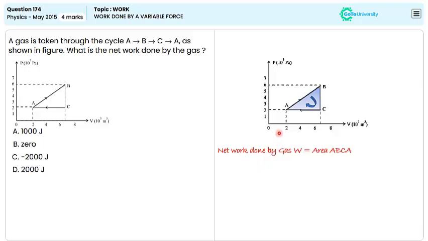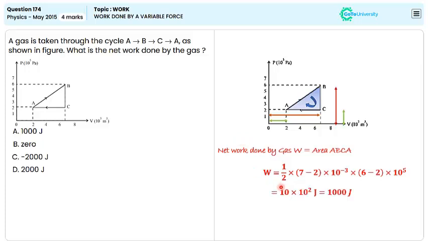Here, the base is AC and the height is BC. So, upon substituting, we get work done W is equal to half into (7 minus 2) into 10 to the power minus 3 into (6 minus 2) into 10 to the power 5. Upon calculation, we get the work done as 10 into 10 square joules, which is nothing but 1000 joules. Thus, the answer is option A, 1000 joules.